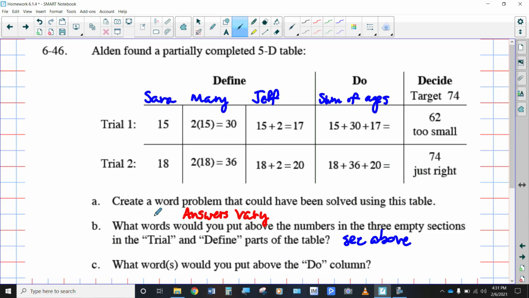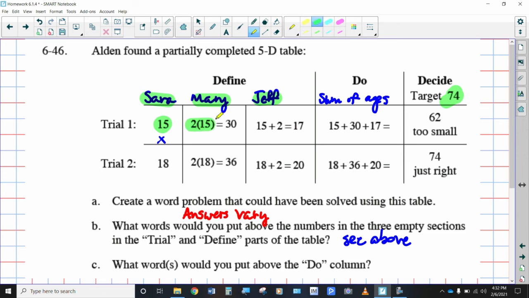This is kind of a fun problem for those of us that enjoy challenging little puzzles. Here we get a part of a 5D table. And your task was to look at the situation and determine, all right, what could be a word problem that we could write given these examples here? And so I immediately thought, all right, we got 3 variables, right? And we got a total, which is 74. And what's the relationship? This one would be like our x.